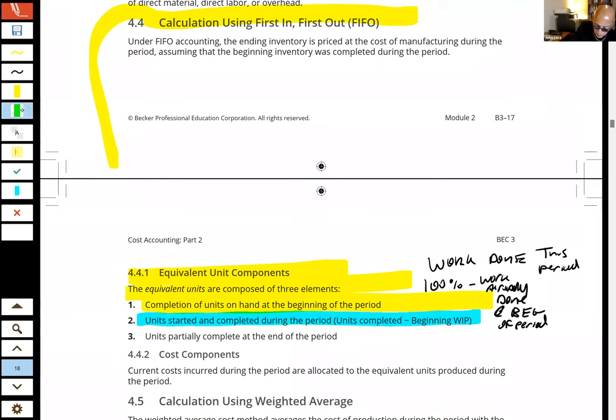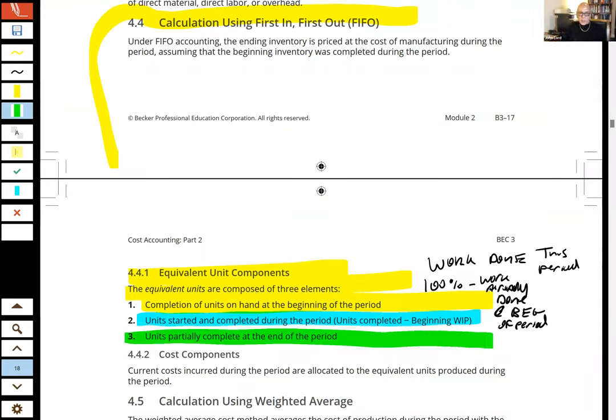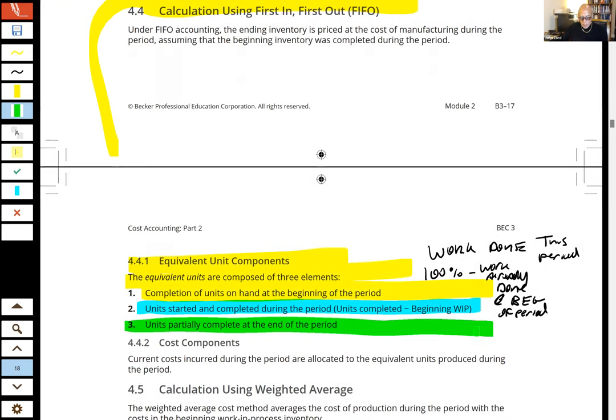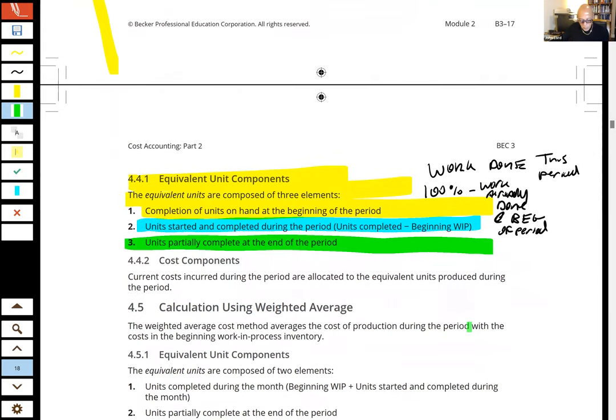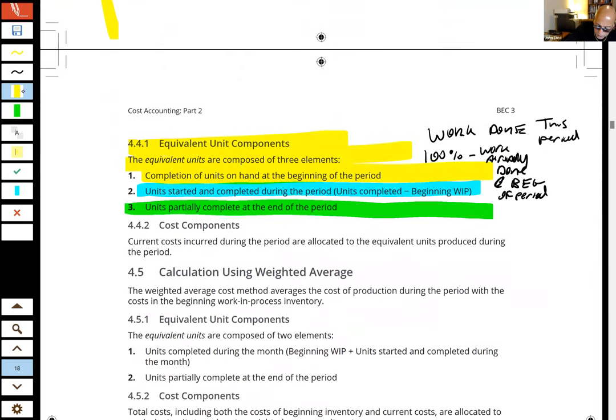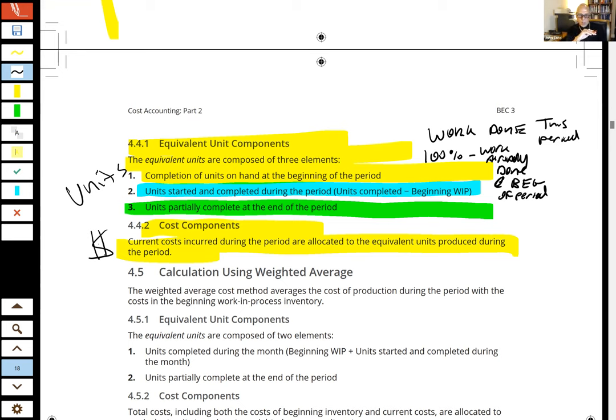Then the easy part is to figure out the equivalent units for stuff in progress at the end of the period. If they told you the stuff was 75% complete, you take the number of units times 0.75. That would give you the equivalent units under FIFO. Now, the cost components: this is units up here, and this is going to be the dollars down here, because you're going to come up with a cost per equivalent unit. For the dollars, you would only pick up the cost added this period, because you've only given yourself credit for what you've done this period.